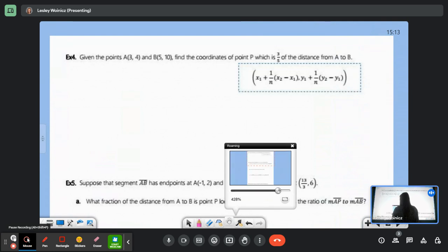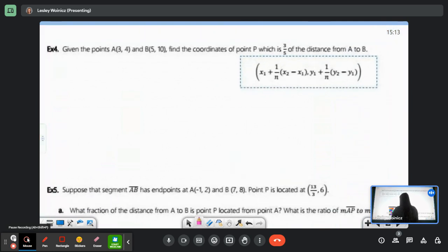Okay, can I please have the tapping stop? Thank you. All right.